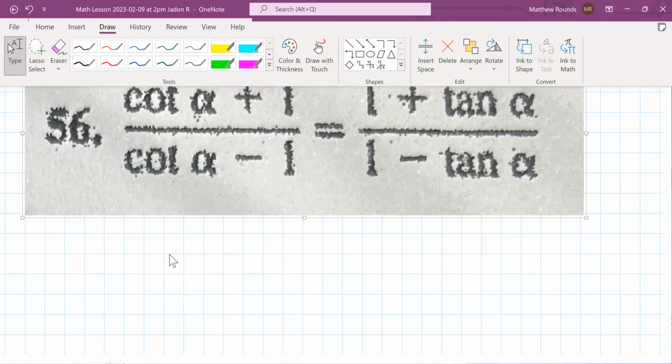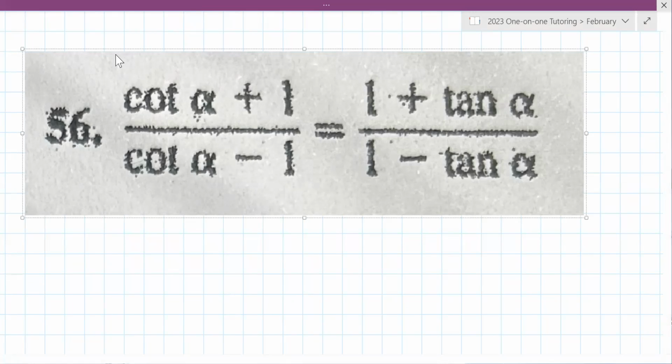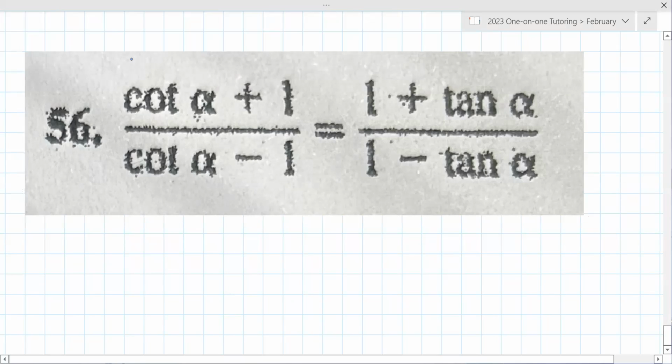Now, there's two options here: convert everything to sine and cosine, or multiply by the conjugate. Which do you want to do here? I don't know the answer, so we're just going to do whichever one you say. I feel like conjugate would be less complicated. Okay, let's give that a try here.